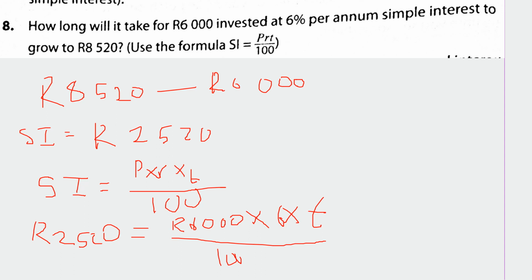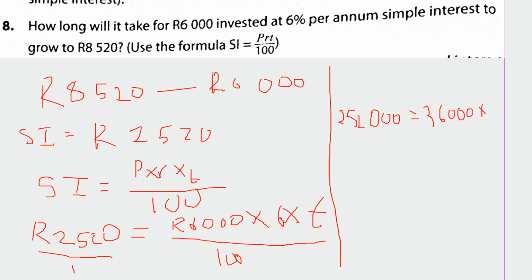Everything divided by 100. So when you cross multiply, remember everything is all over 1, you cross multiply, it's going to be 2,520 multiplied by 100. Okay, let me just write it. This side is going to give us 252,000, which is equal to, now 1 multiplied by everything here, it will be everything. So now we're going to say 6,000 multiplied by 6, which gives us 36,000.